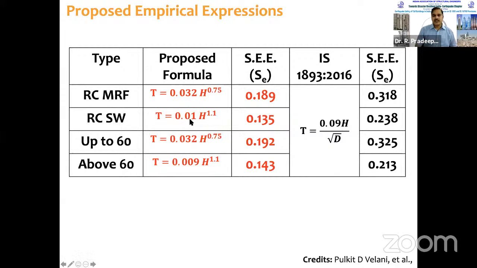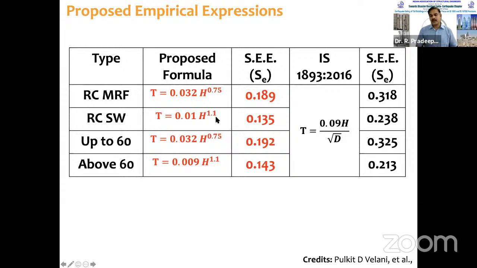And this is shear wall. For shear wall buildings, what we found was that buildings are stiffer than what we are getting from the natural period expression, up to 60-story and above 60-story. So what we can straight away take is, for moment resisting frame building, we can go with this formula, 0.02 h raised to the power of 0.75. And for RC shear wall building, we can go with 0.01 h raised to the power of 1.